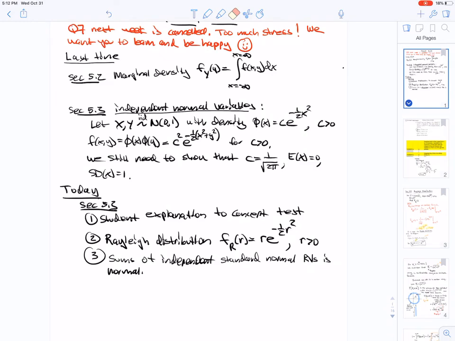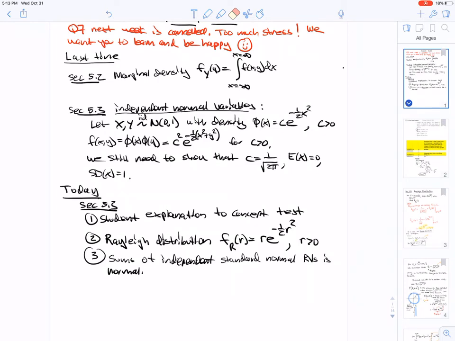We started Section 5.3 on independent normal variables. If x and y are IID standard normal with density phi of x is some constant c e to the minus 1/2 x squared, where c is positive, we actually don't know yet what constant we need so that the standard normal will integrate to 1. It turns out to be 1 over square root of 2 pi, but we're going to show that today. So then the joint normal, because x and y are independent, is c squared e to the minus 1/2 (x squared plus y squared).